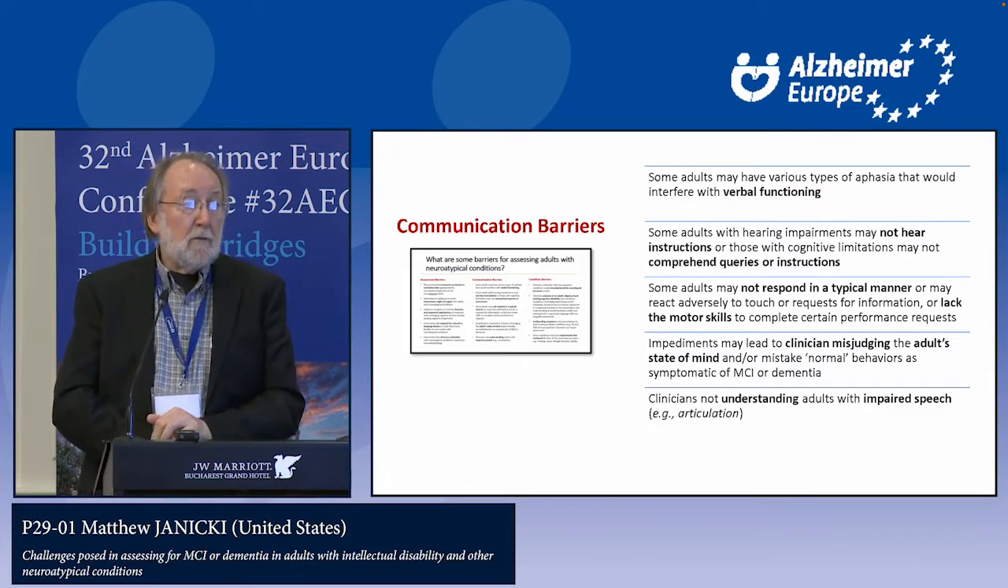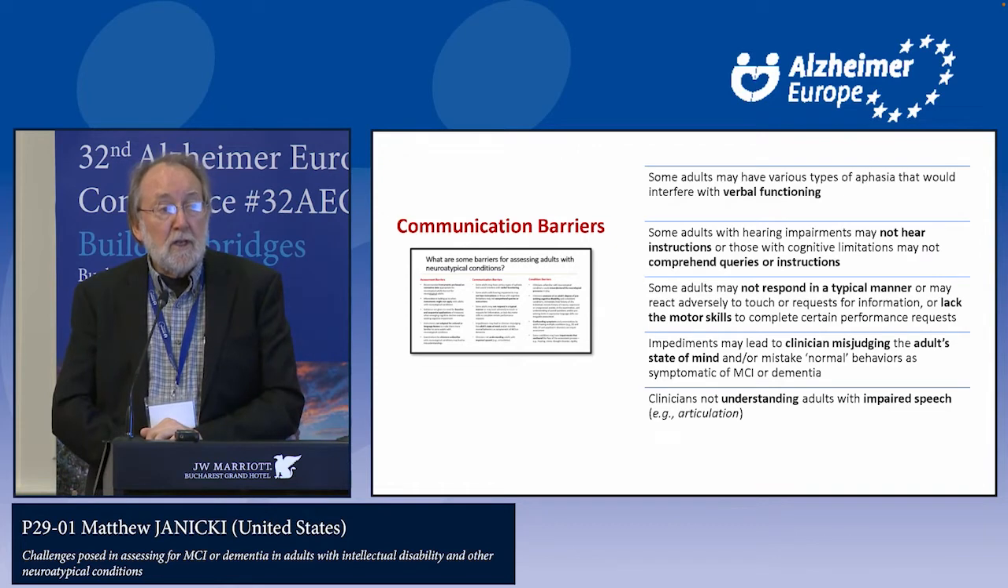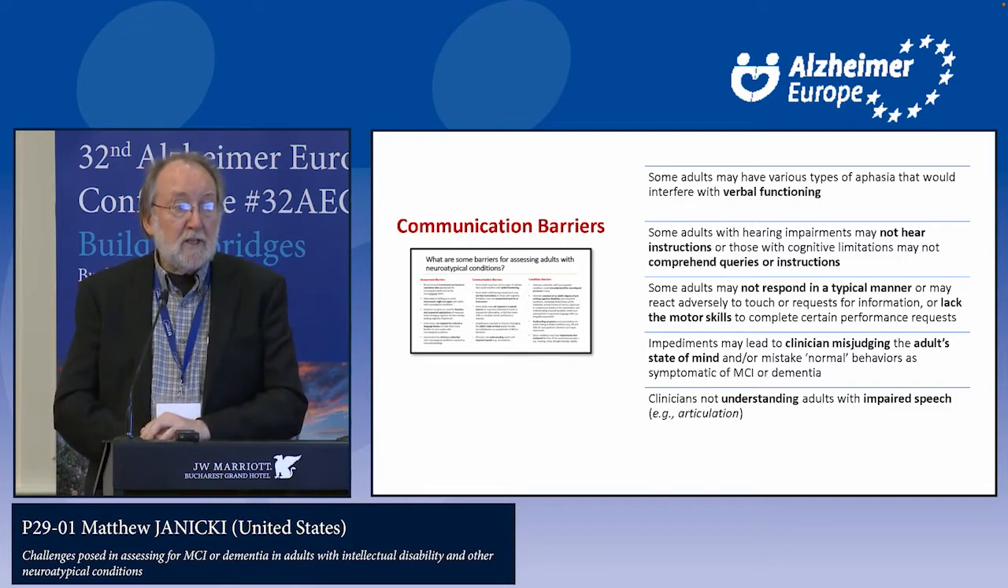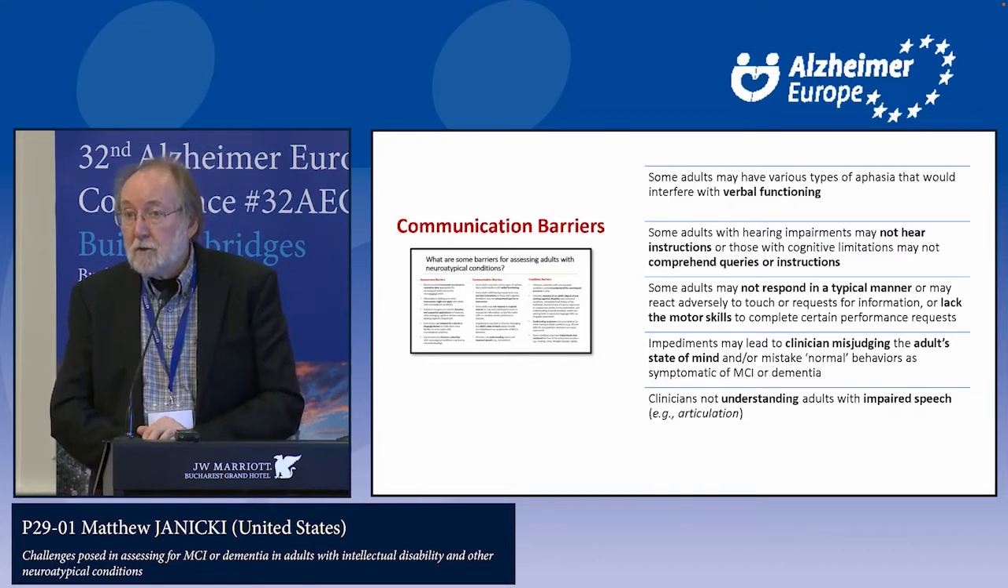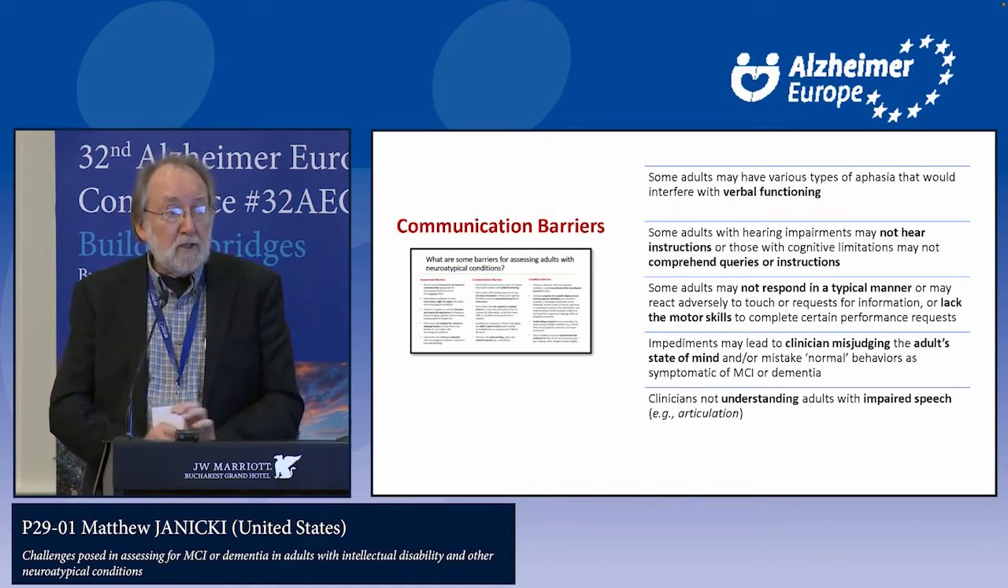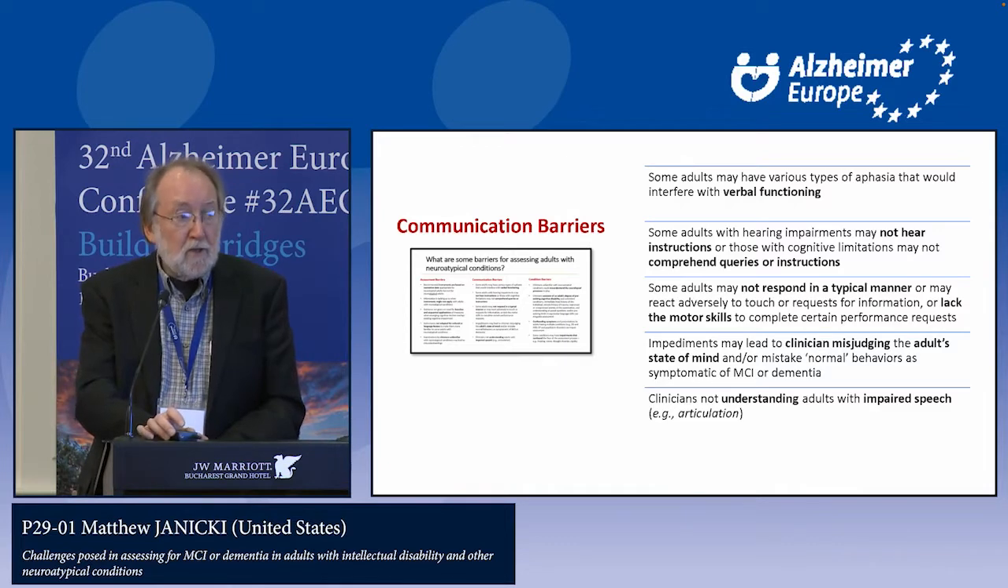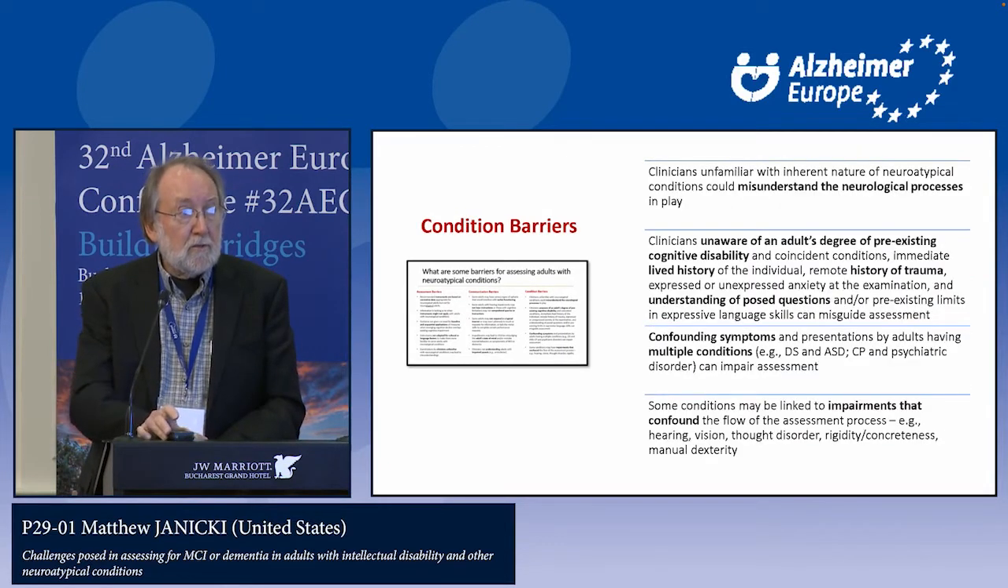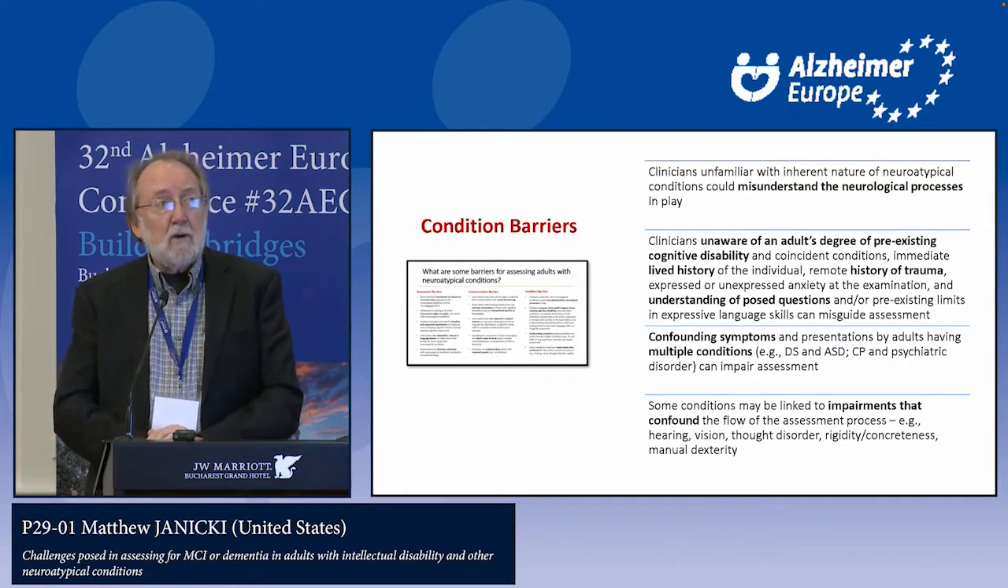Okay? Impediments may lead to the clinician misjudging the adult's state of mind, or mistaking what we call normal behaviors as symptomatic of MCI or dementia. This may be typical of the person's repertoire of behaviors, and it's atypical in terms of dementia. And the clinician is not understanding adults with impaired speech and articulation issues. And lastly, the condition barriers.